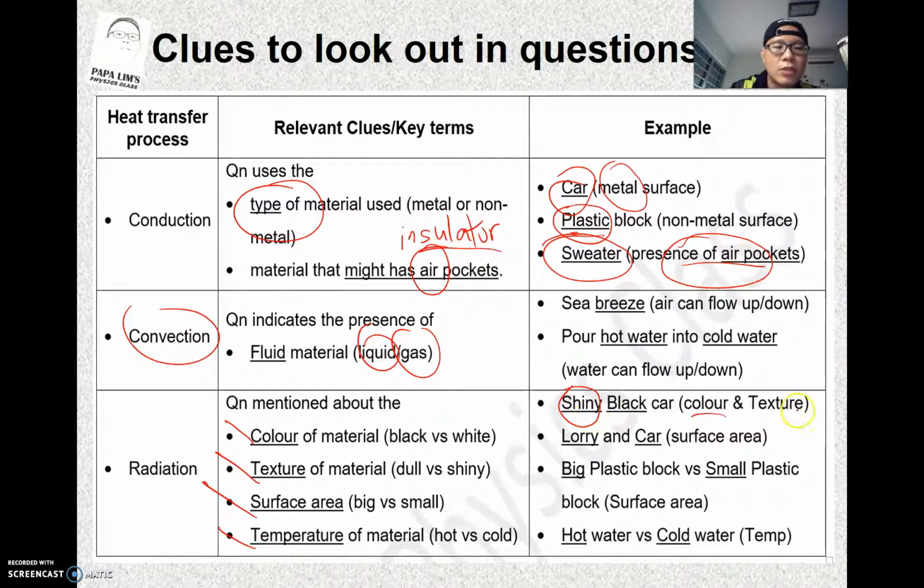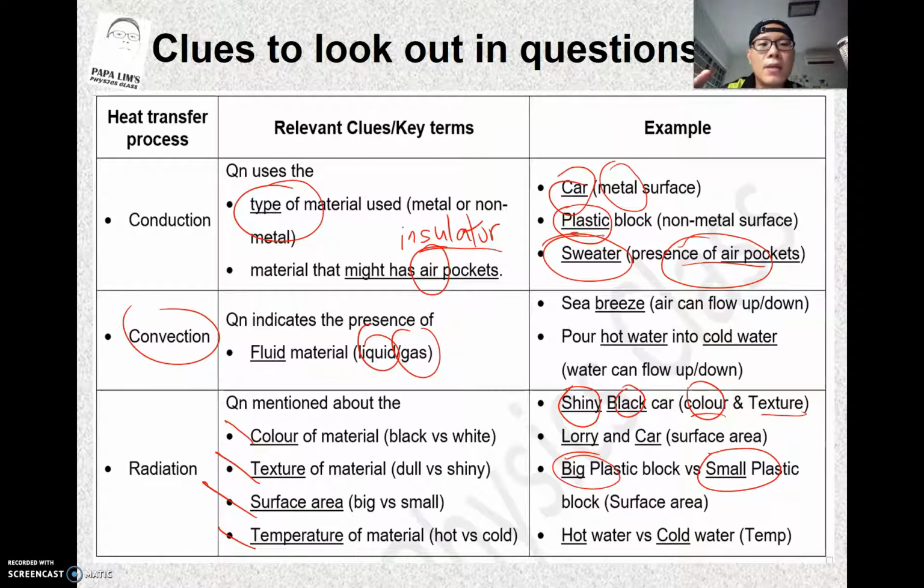Shiny deals with the texture itself. Black deals with the color itself. So the examiner is actually trying to tell the students to take note of the factors involved. For example, I can compare a big plastic block versus a small plastic block. Since both blocks are made of plastic, they are of the same material, which means conduction is not the main issue here, because they are both of the same material.